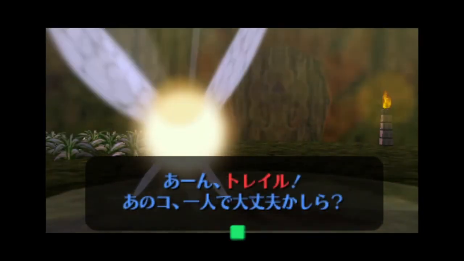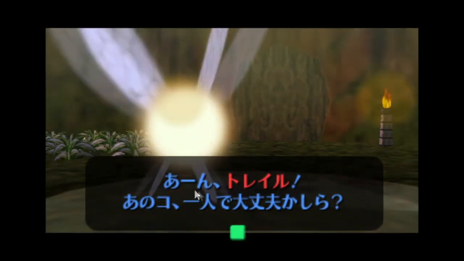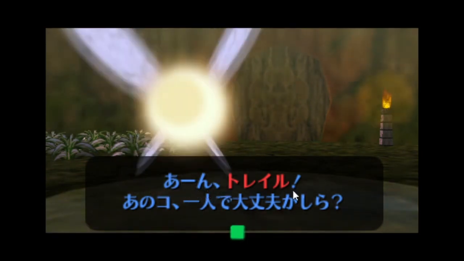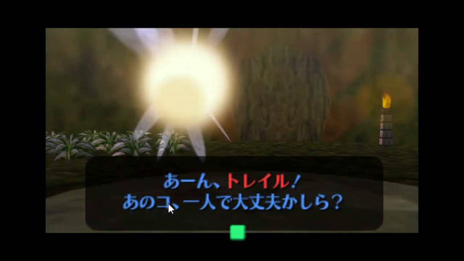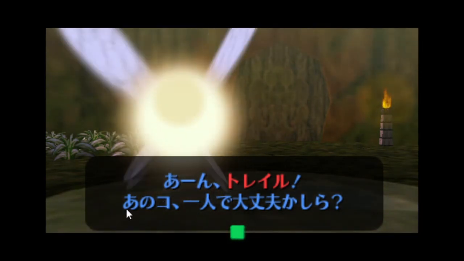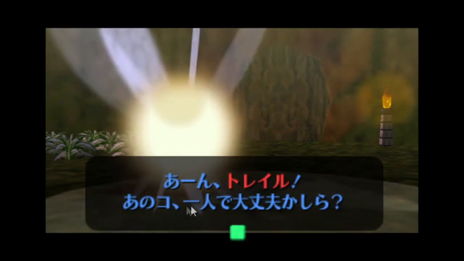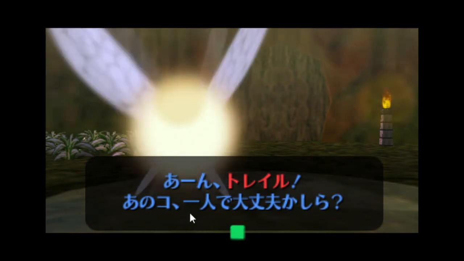Oh, I thought I was done there. This is just a noise. She's just going an, I believe, toreru. So an toreru. Anoko. So that child, basically that boy, talking about the Skull Kid. That child. Hitori de daijobu kashira.